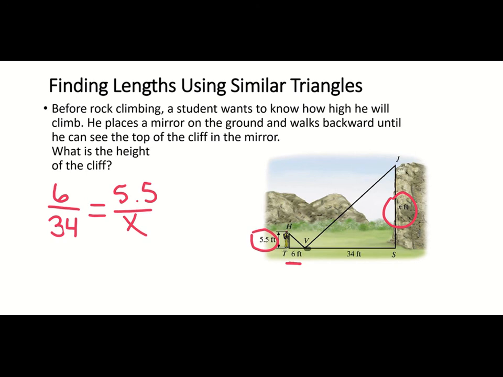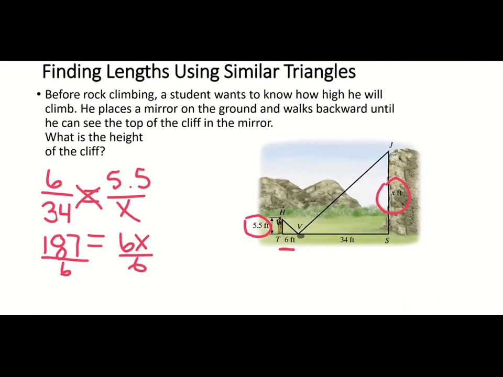And that is going to give me 6x is equal to 5.5 times 34 is 187. Divide both sides by 6. And when we do that, we find that x equals, that is a decimal, it's about 31.16, repeating, but cliff height, we'll say it's approximately 31 feet tall. So he has to climb 31 feet to the top of the cliff. And that is it for 7-4.